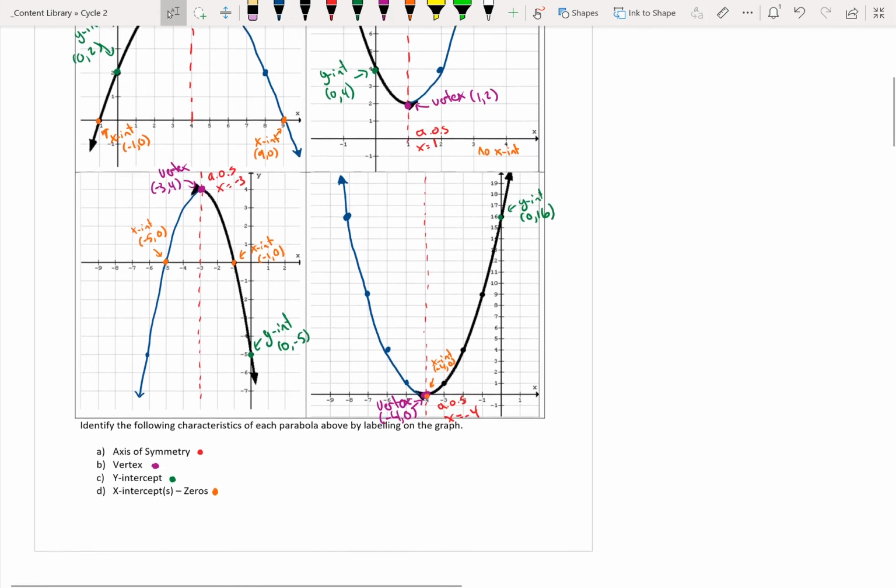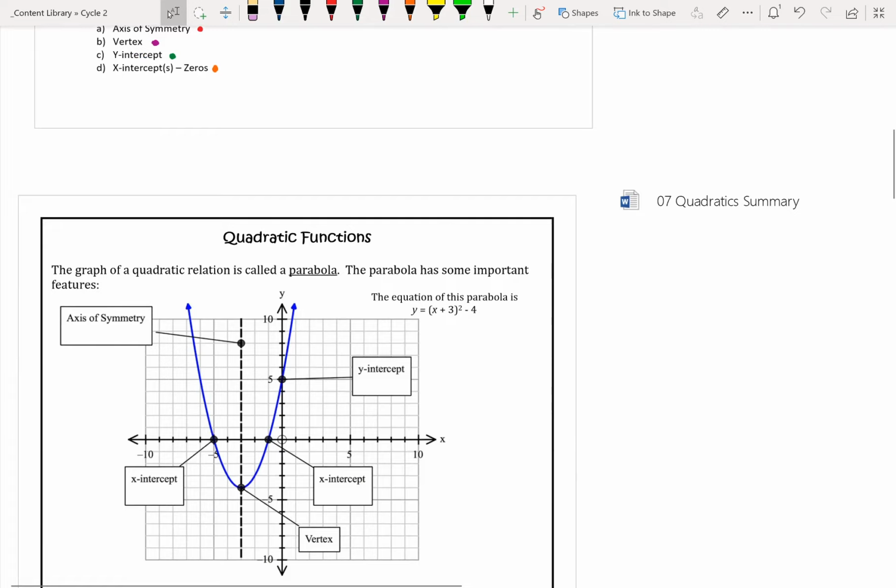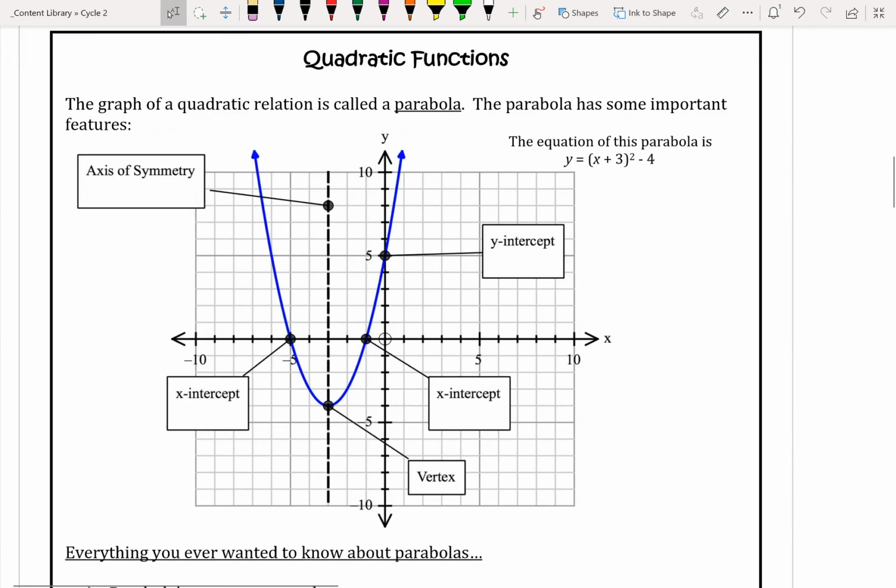So looking at that, let's get into our notes on quadratic functions. So basically, we're just going to go through and highlight some key things. The graph of a quadratic relation or function is called a parabola. Right? So a parabola is that U shape. And there are some important features that we need to look at, and we kind of did that with the last one. We want to be able to identify our axis of symmetry, our x-intercepts, our vertex, and our y-intercept on any given function if it's graphed. So our y-intercept, you can easily see it's where it crosses the y-axis. So in this case, it is (0, 5).